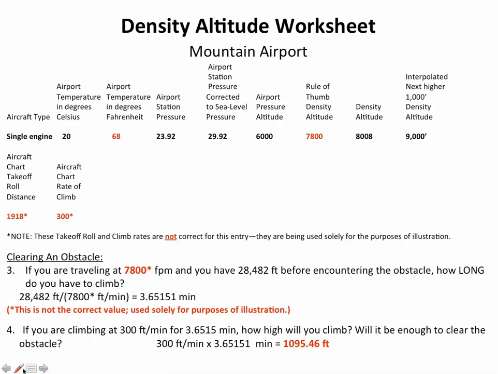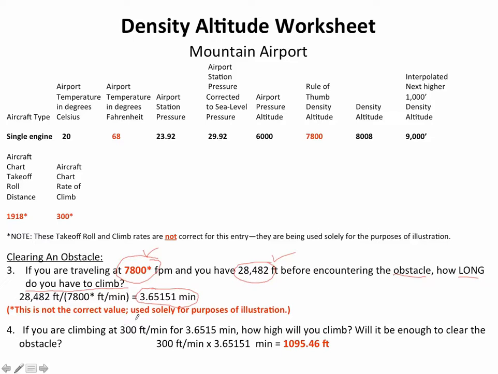So if you are traveling at 7,800 feet per minute and you've got to go 28,482 feet before you get to the obstacle, how long are you climbing before you get to the obstacle? Well, you divide this number by your forward speed and you get that it will take 3.65151 minutes. Again, this is for illustration purposes only.